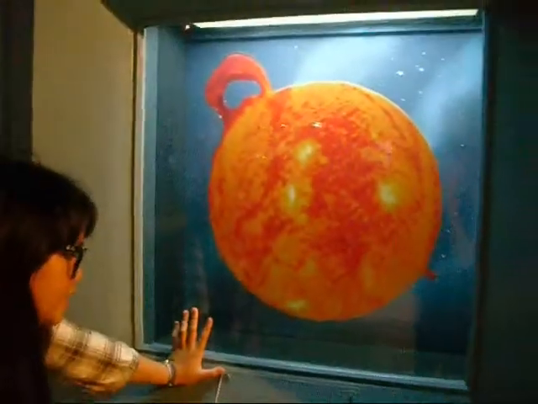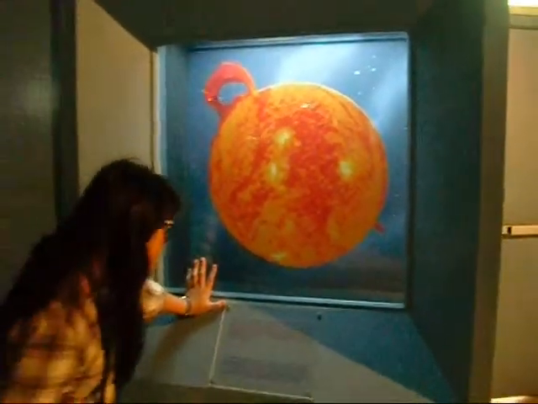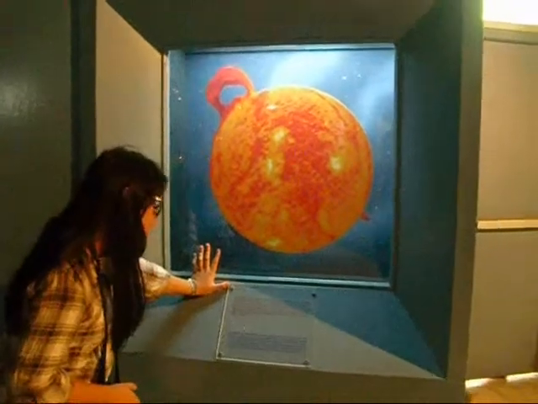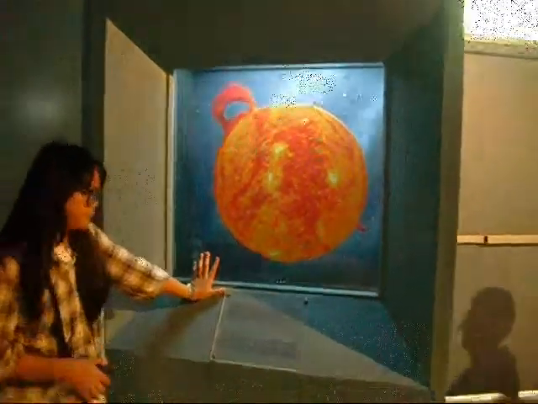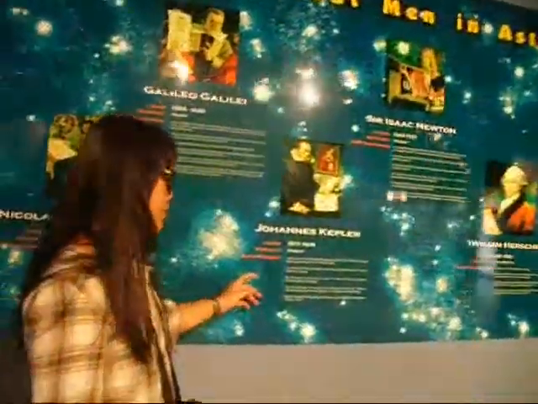And this is our Sun. The Sun is the closest star to the Earth with a distance of 93 million miles away and the center of the solar system. This is Johannes Kepler.